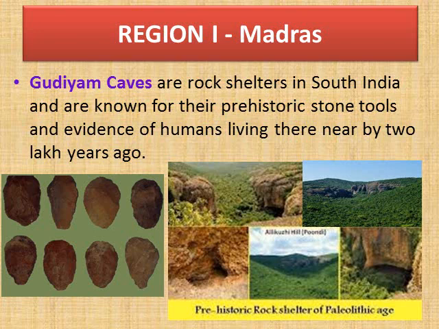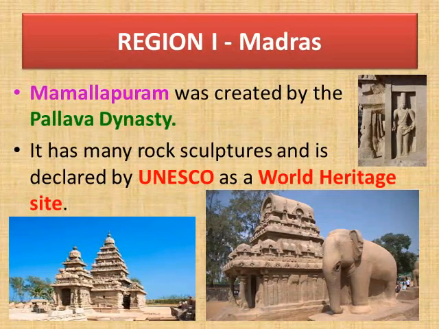When archaeologists did research, they found that the caves were used by Paleolithic man. Children, you have already learned that Paleolithic is also called the Old Stone Age, a period in prehistory identified by the use of stone tools. You can see various pictures of the Gudiyam Caves as well as the stone tools that were collected as archaeological evidence.